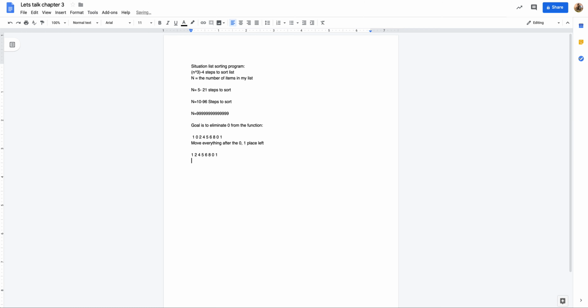It'll go again, it'll pass, it'll go like, okay, 2 is something other than 0, 4 is something other than 0, 5 is something other than 0, 6 is something other than 0, 8 is something other than 0. But when it comes to this 0, we'll do the same thing, like, well, since this is 0, I need to move everything left. Essentially what I'll get is 1, 2, 4, 5, 6, 8, 1.